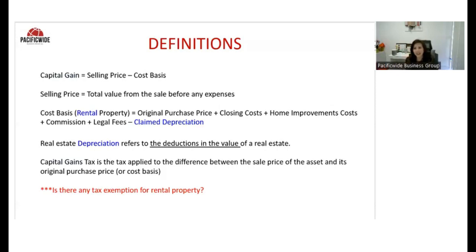Okay? Now we talk about rental property. The same formula for capital gains. This is how you calculate capital gains.